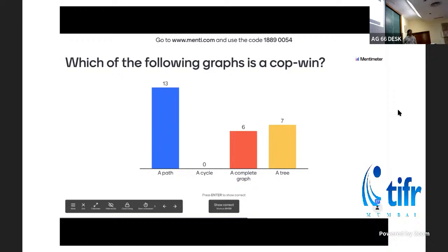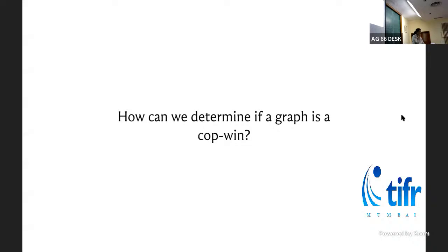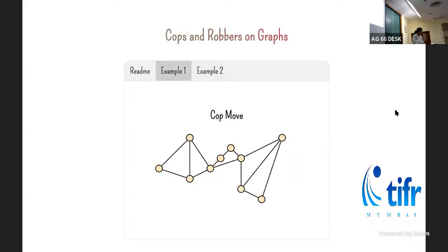And in fact, I think we will see a more general way of identifying cop-win graphs, which cements this intuition. So that's a natural question, right? If I give you a graph, like the first one from here, and you had to look at this and tell me, is this a cop-win? Okay, all right. I was going to say it'll take some time, but somebody already figured it out.